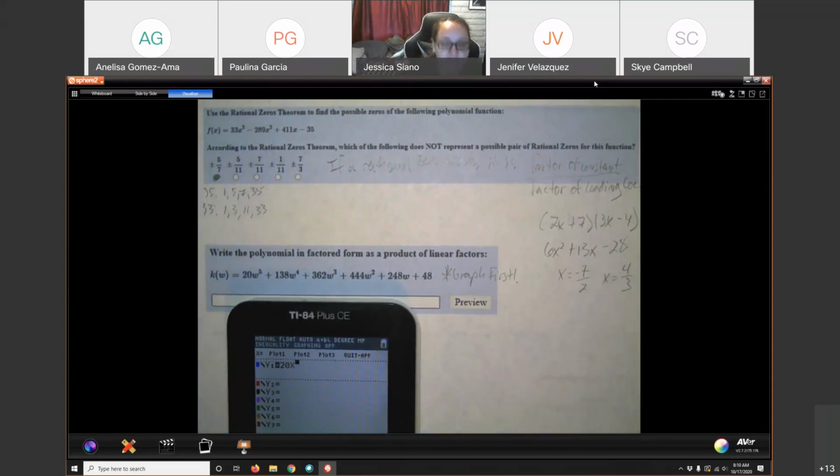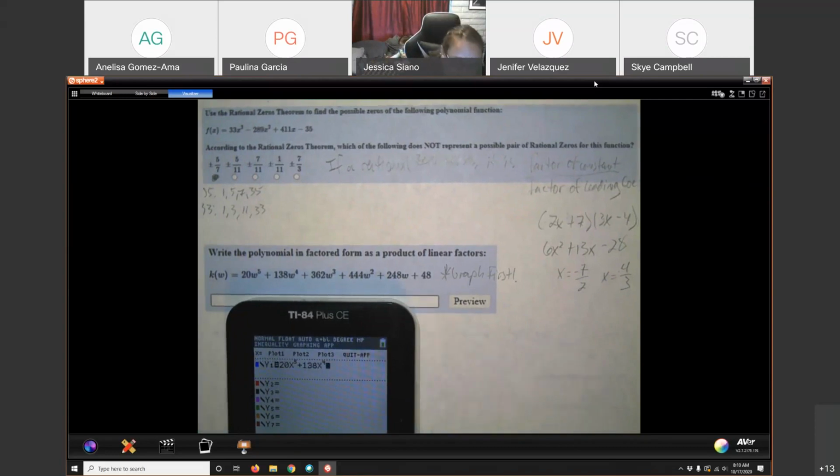20x to the 5th plus 138x to the 4th plus 362x to the 3rd plus 444x to the 2nd plus 248x plus 48. All right, let's just double check it. I am notorious for filling in something wrong on these. 20x to the 5th, 138x to the 4th, 362x to the 3rd, 444x squared, 248x, 48. Okay, looks okay to me.